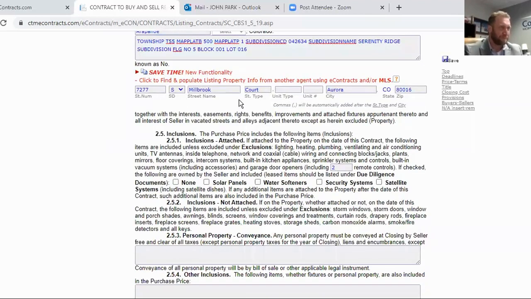Just make sure everything is right. I just did a deal. I'm actually under contract on a deal where a listing agent put the wrong zip code here. So we had to do an amendment to the contract to change the last digit of the zip code because they put the wrong zip code. So make sure your address looks good. Make sure you verify on Google Maps and make sure they're good.